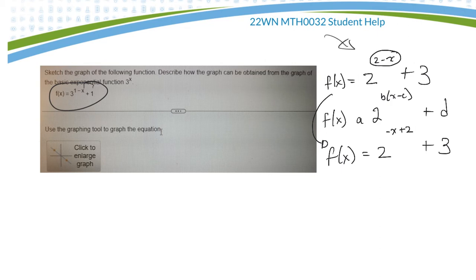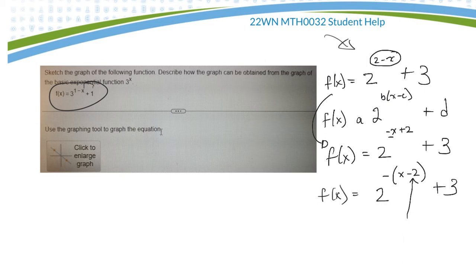Now, if I have a negative, or any b value in front of the x, I want to factor it out. In this case I have a negative 1, so I'm going to factor a negative 1 outside, and the stuff inside is going to change signs. So the negative x will change to an x, the plus 2 will change to a minus 2, plus 3.